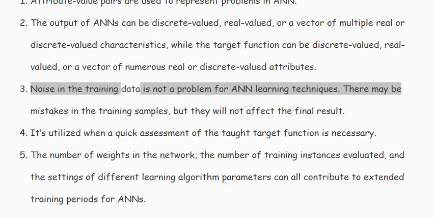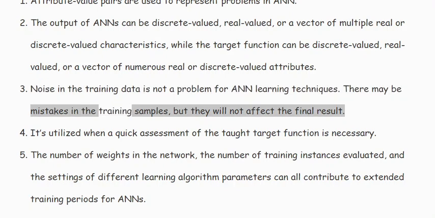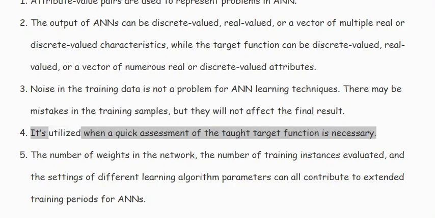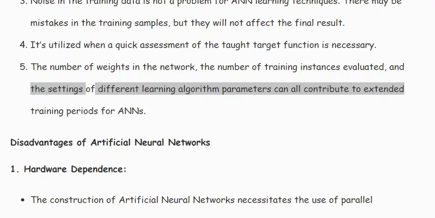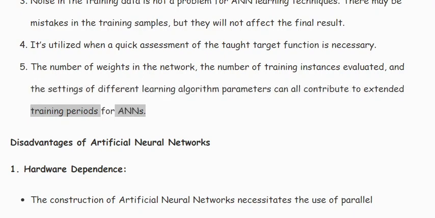Noise in the training data is not a problem for ANN learning techniques. There may be mistakes in the training samples, but they will not affect the final result. It's utilized when a quick assessment of the learned target function is necessary. The number of weights in the network, the number of training instances evaluated, and the settings of different learning algorithm parameters can all contribute to extended training periods for ANNs.